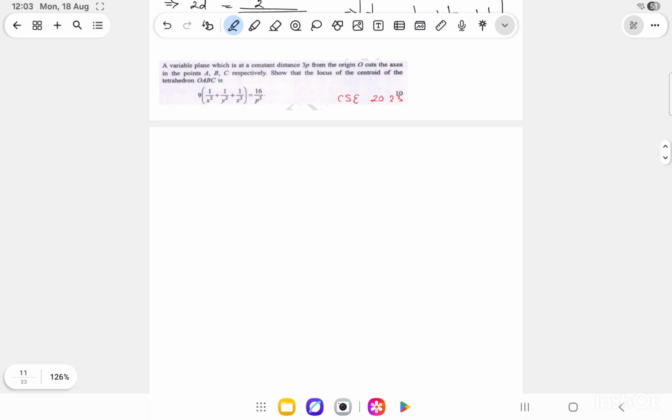Question number 2 says that a variable plane which is at a constant distance 3p from the origin cuts the axes at points A, B and C respectively. So let us assume the variable plane is x/a + y/b + z/c = 1. They have given the shortest distance as 3p from the origin.